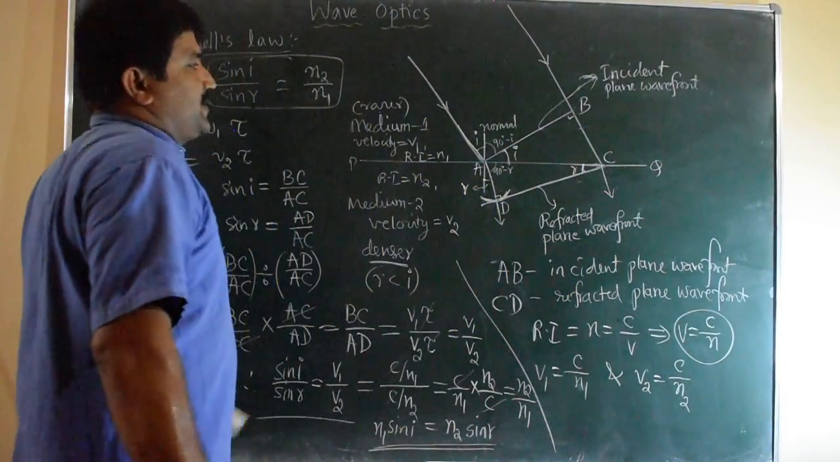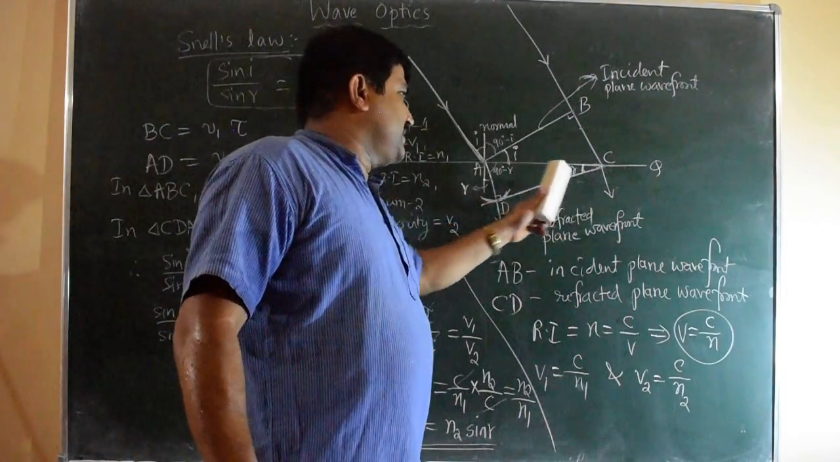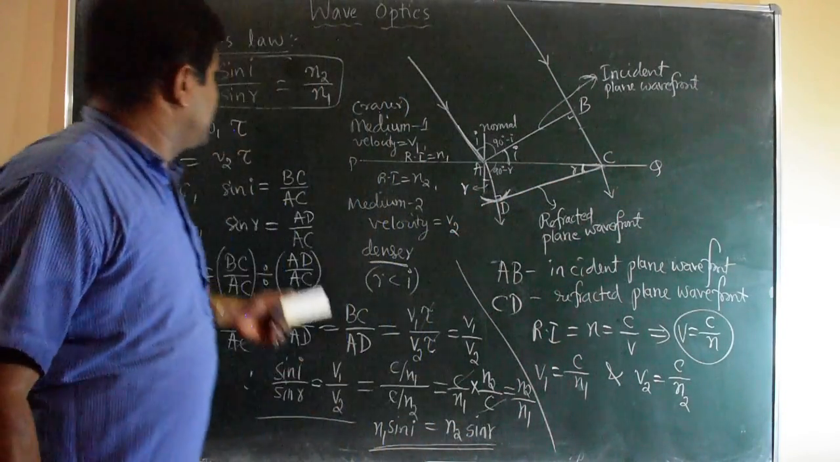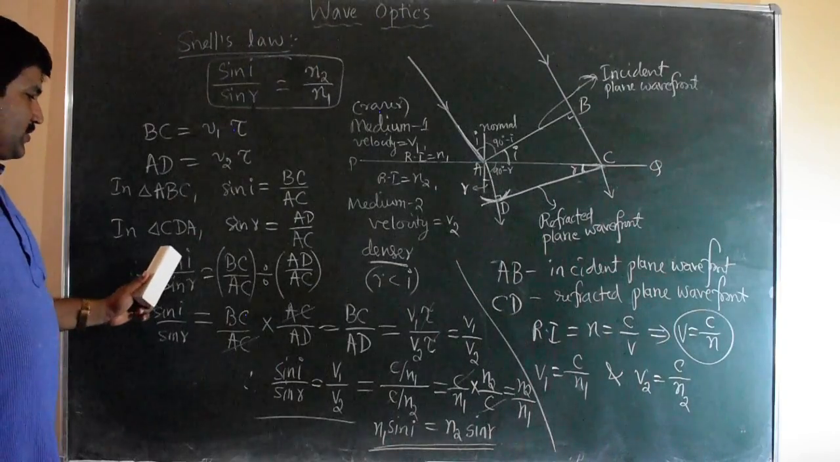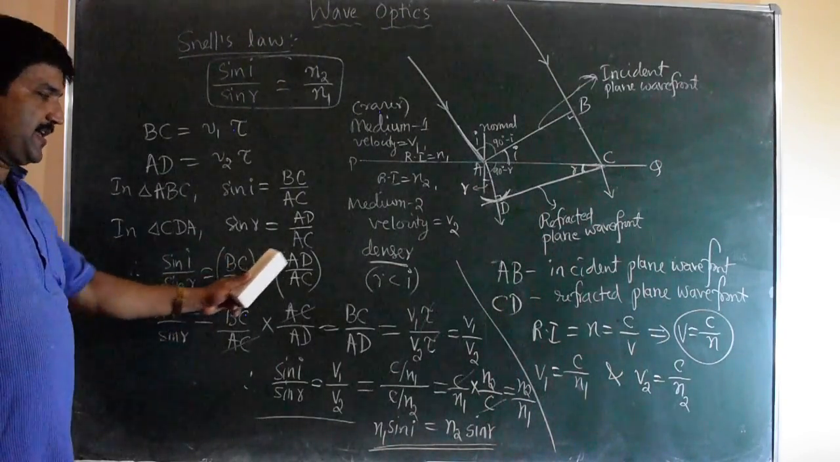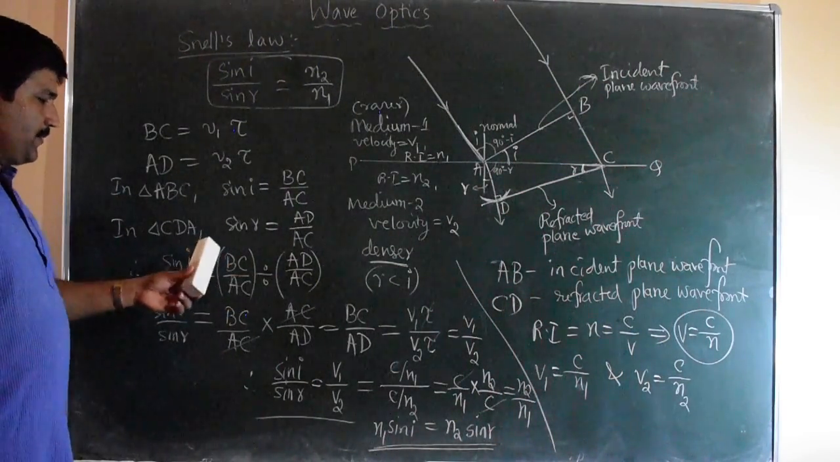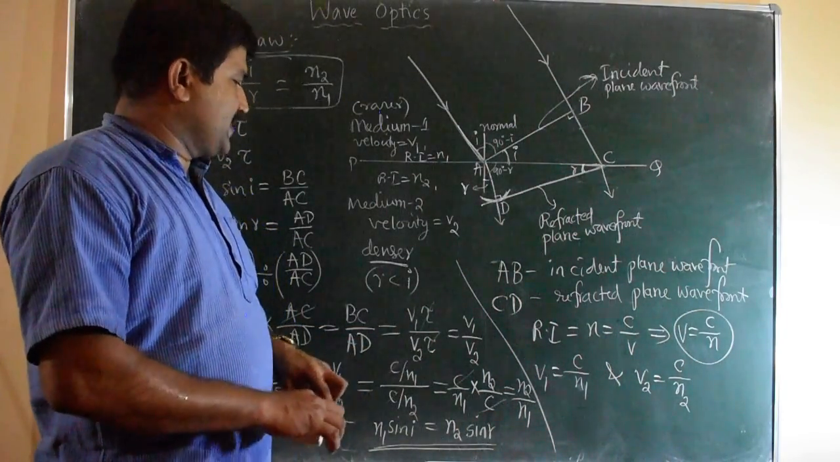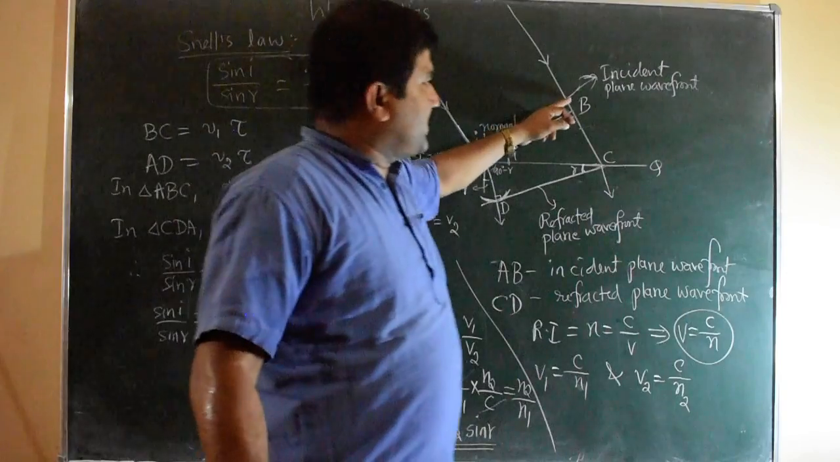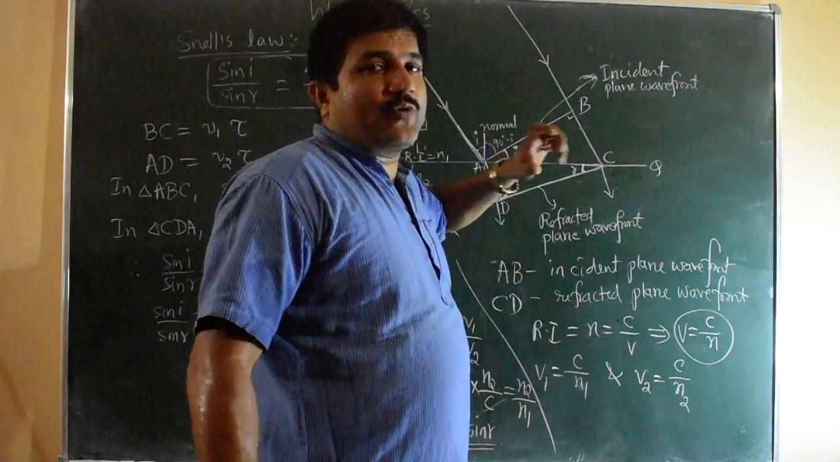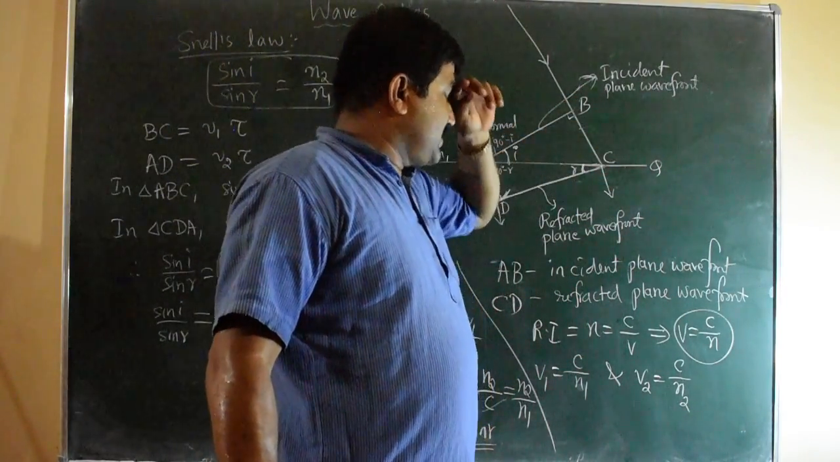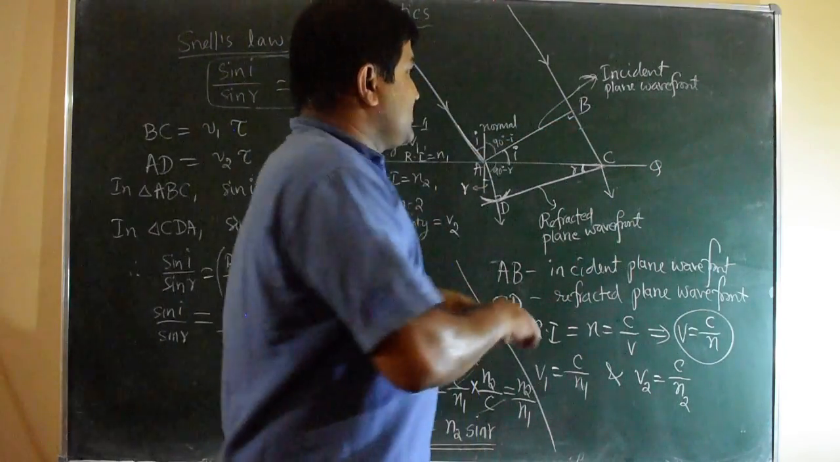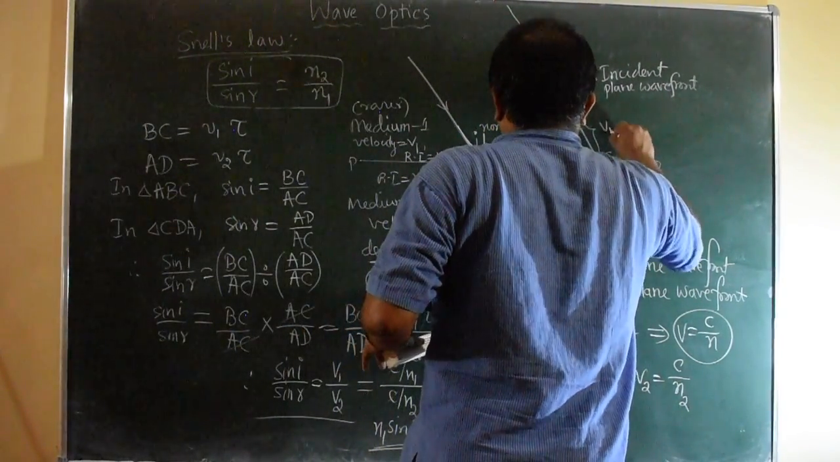Define sin I in the triangle ABC. Define sin R in the triangle ADC. Then we need the ratio. Take the ratio sin I by sin R. Cancellation of AC and AC. Then BC by AD remains. Substitute BC as V1 tau. Distance travelled by the light in a time tau is BC equal to V1 tau. So this distance is equal to V1 tau.